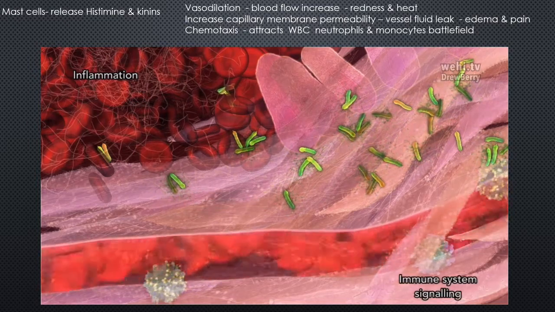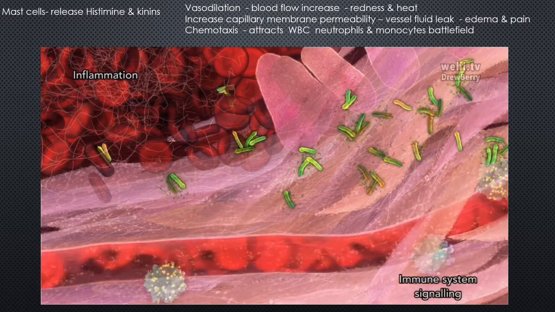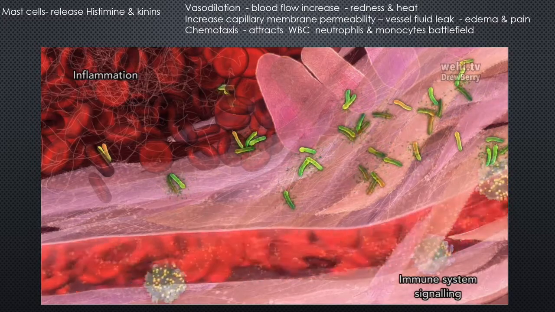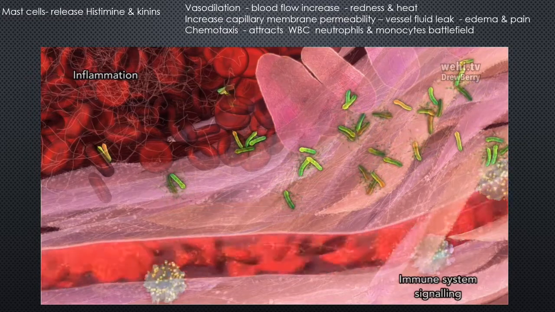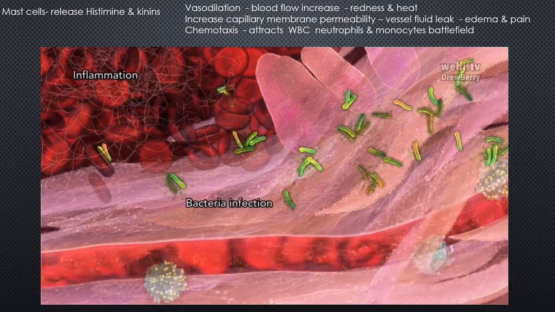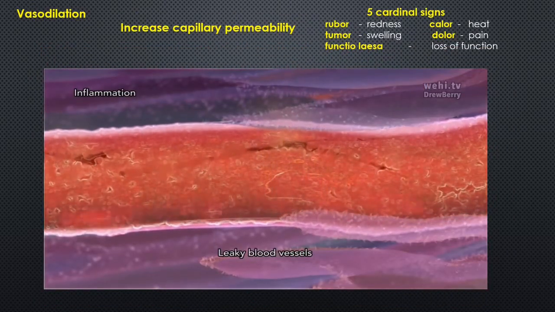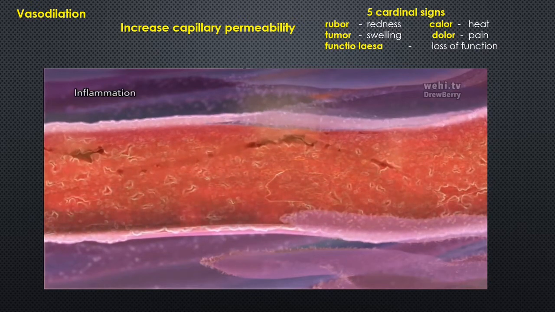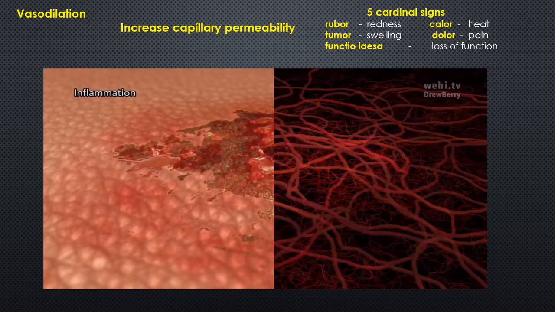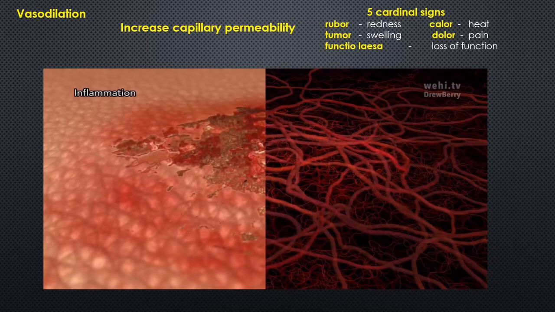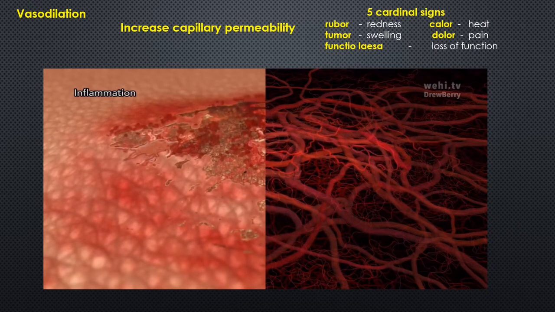Chemotaxis will attract more neutrophils and monocytes to engage in the battlefield, while vasodilation will increase the blood flow, leading to redness and heat. And increased capillary membrane permeability will lead to vessel fluid leak that will then result in edema and pain. As vasodilation and increased capillary permeability progress, more vessels tend to leak, leading to the 5 cardinal signs: the rubor, the calor, tumor, dolor, and functio laesa.